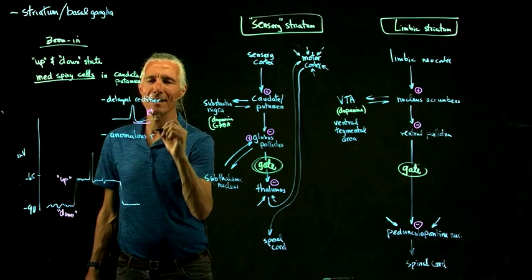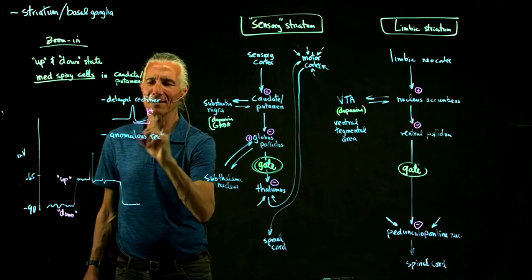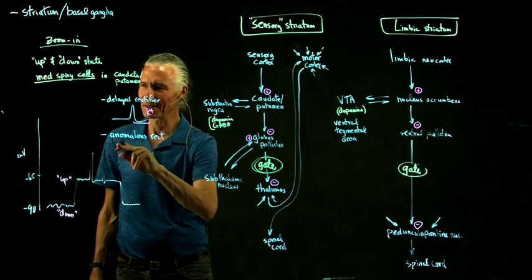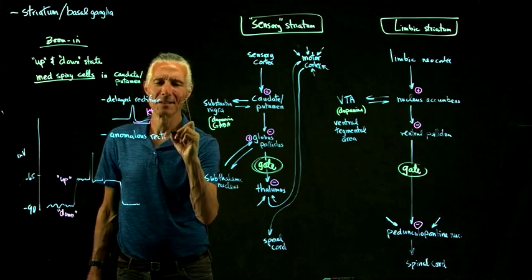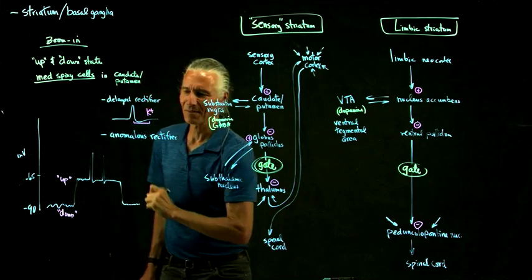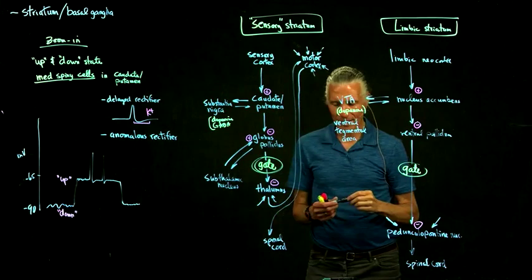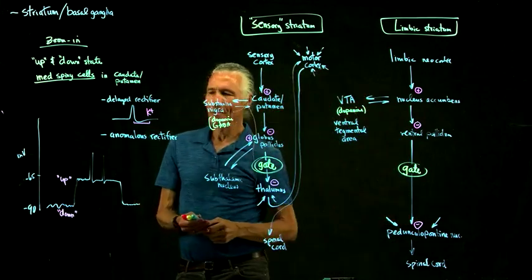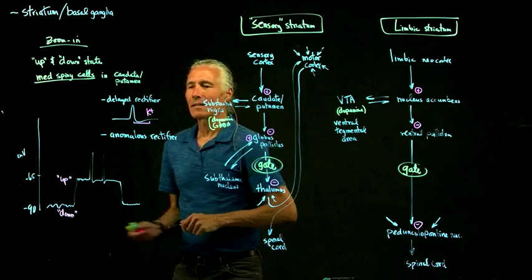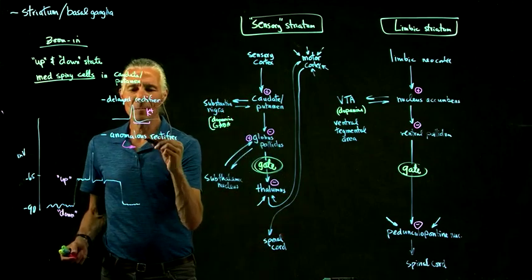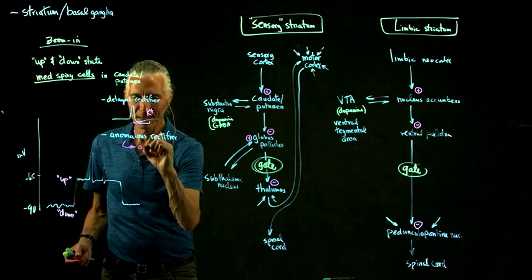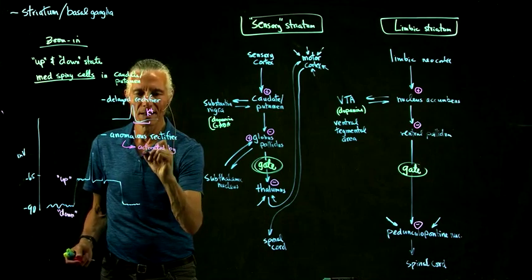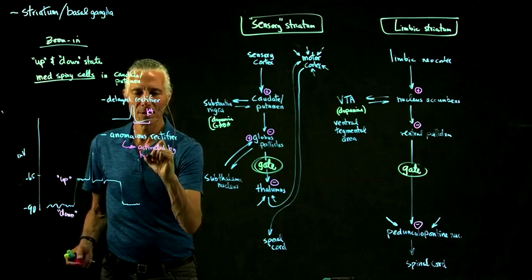So an anomalous rectifier is sort of a wrongly named rectifier. That's what anomalous means. It's a rectifier, it's a potassium current, but it's a potassium current that is activated by hyperpolarization.